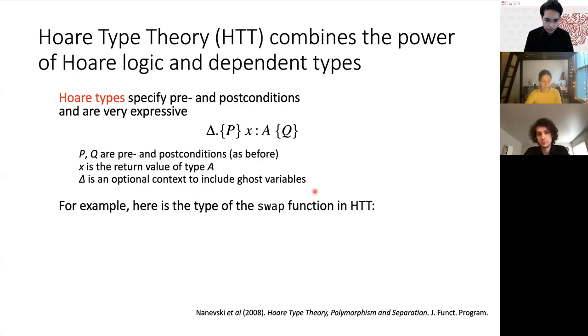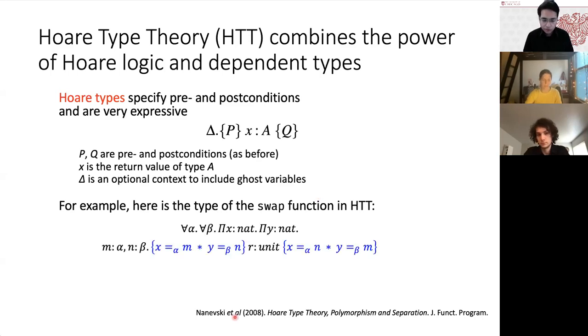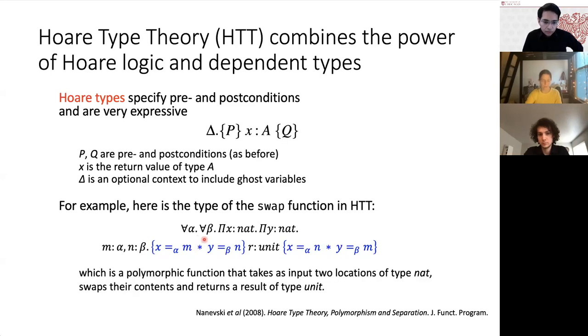And here is an example of the swap function that we saw before. This is directly taken from Nanevski's work, and this example also shows you how expressive these types can be. I'll describe some of these things in detail, but the idea is that you can say a lot about your programs using Hoare types. So what this says is, for any types alpha and beta, so we see polymorphism appear here.